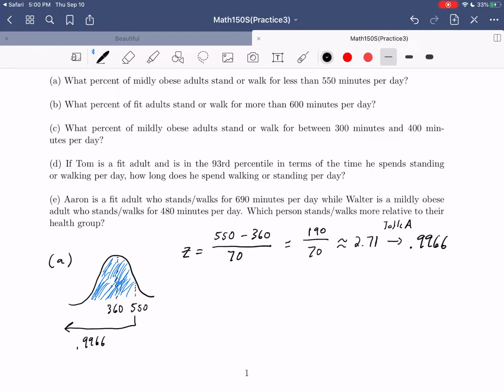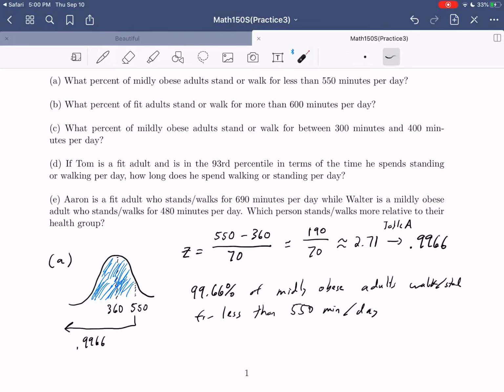So we just need to translate this into a percentage. We can say that 99.66% of mildly obese adults walk or stand for less than 550 minutes per day. There we go. So close to 100% of this population walks or stands for less than 550 minutes per day.